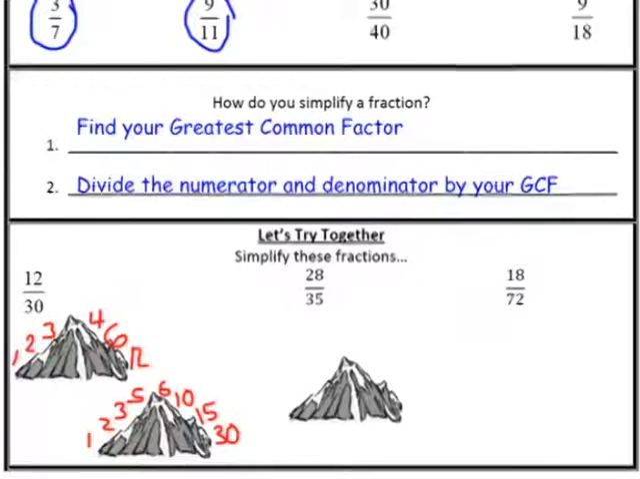Now I'm going to look through those lists, find the biggest number in both lists. So I go left to right, and the first number I find that's in both of them is 6. 12 divided by 6 is 2. 30 divided by 6 is 5. So my answer is 2/5.